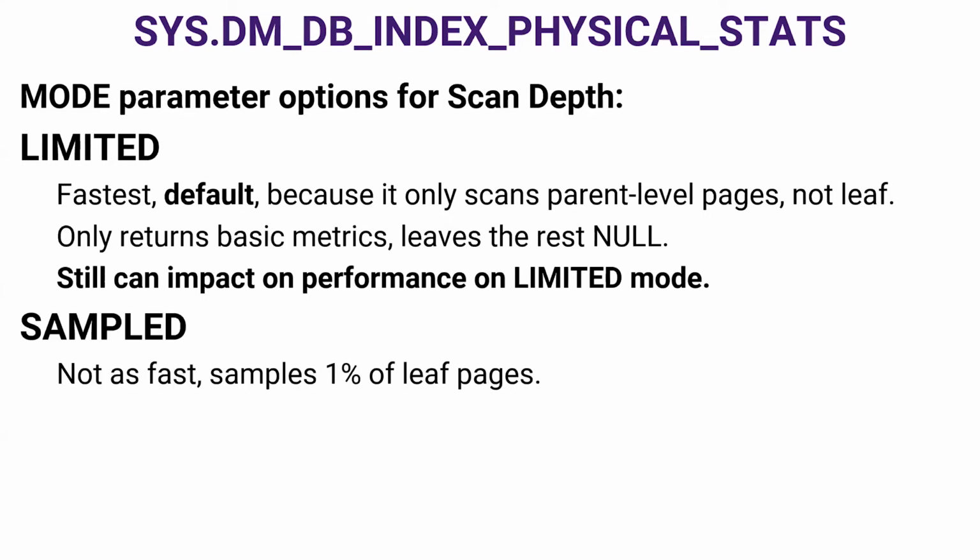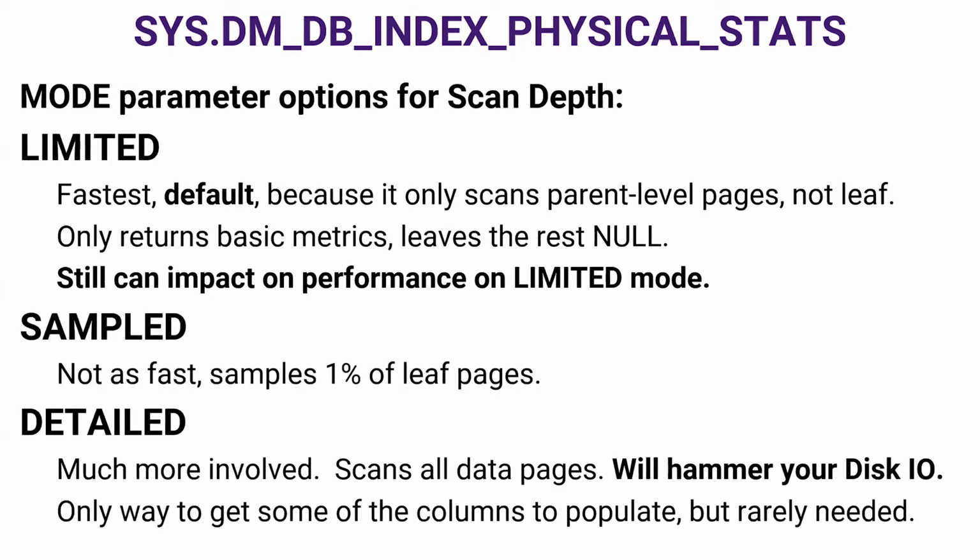Keep in mind though, while these other options will hammer your disk IO and cause a noticeable drop in performance if you run them in your production server during the day, even the limited mode can still impact performance. So be aware, you should really only do index maintenance at night anyway. You should really only be checking for fragmentation at night outside of peak usage hours for your production databases. Be aware that this DMV, unlike basically every other DMV in this presentation and most other DMVs, period, can actually have an impact on your server when you run it. Everything else is generally just looking at metadata.